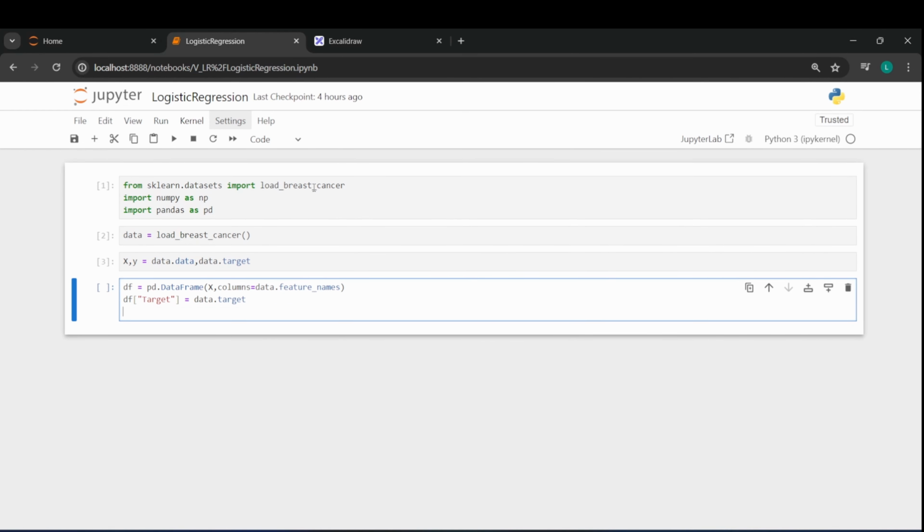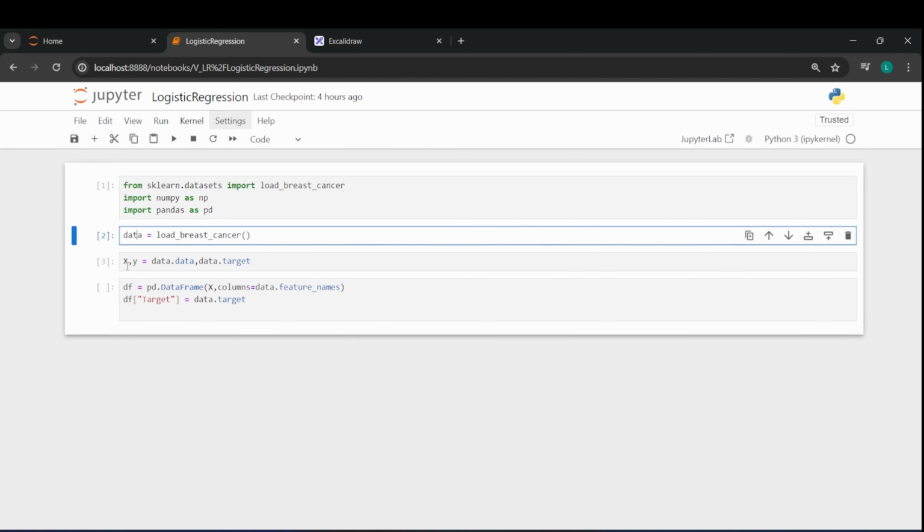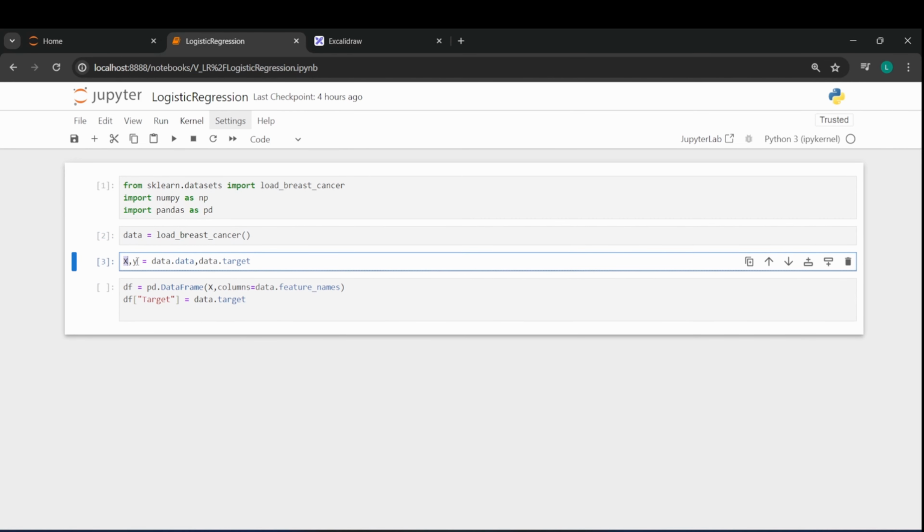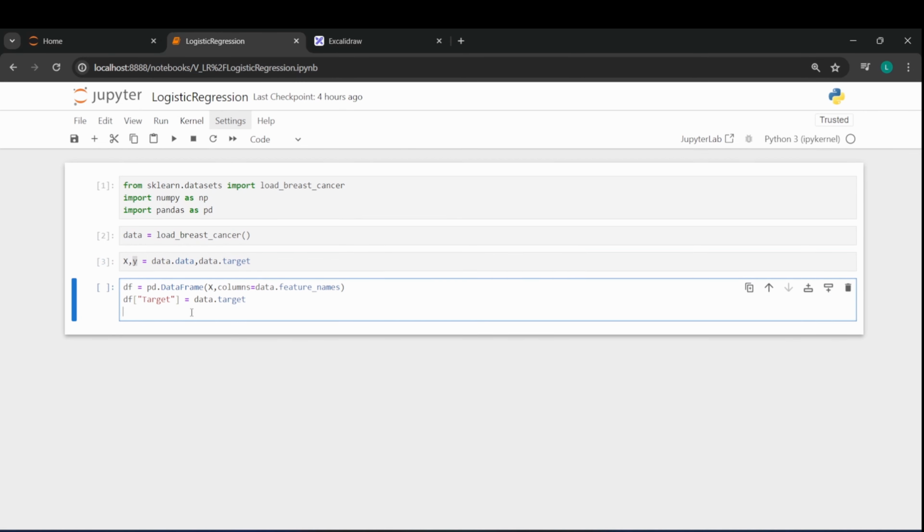So I loaded the breast cancer dataset from sklearn's datasets and then I loaded it into the data and then I took the features into X and its targets into Y. And then I created a data frame of this data. Let's see how this data frame looks like.